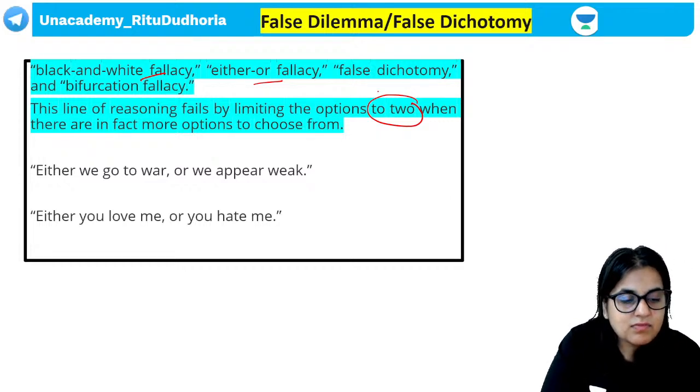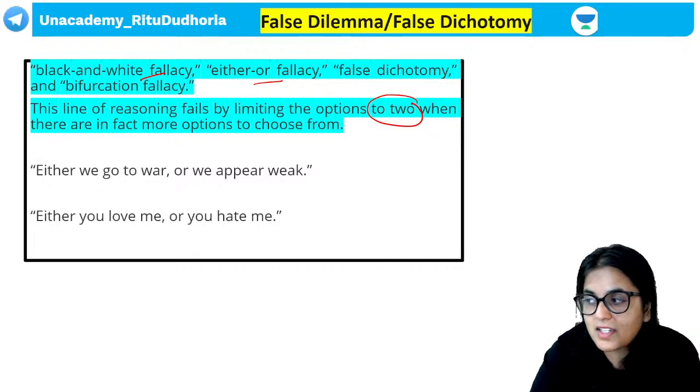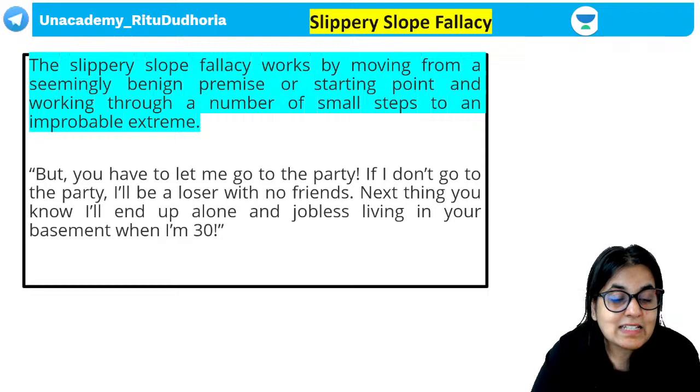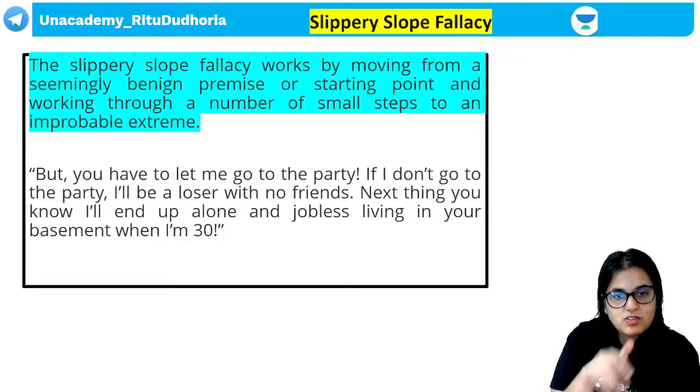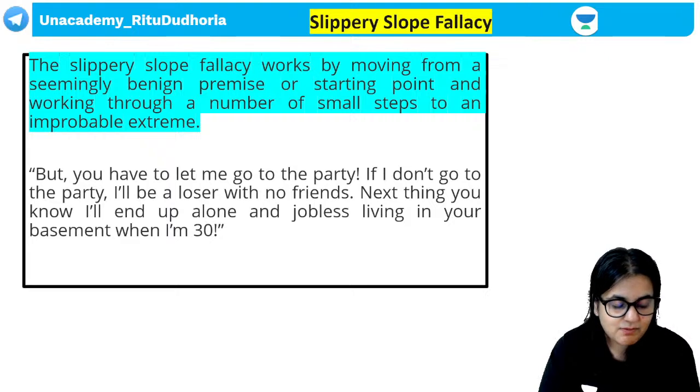Okay, about 12:30, Sahili. Okay, next one. Slippery slope fallacy. This one's my favorite. Just go through this. I do this a lot.